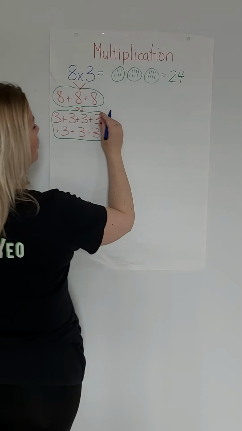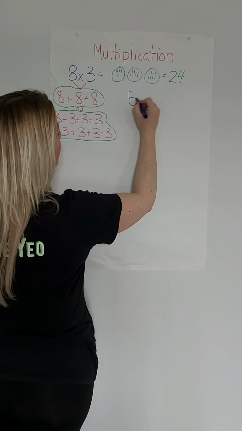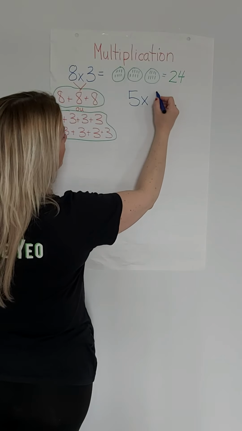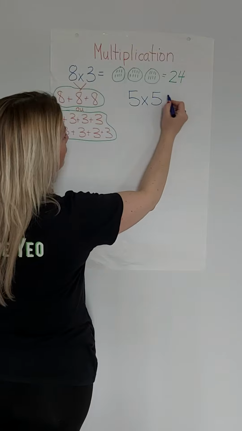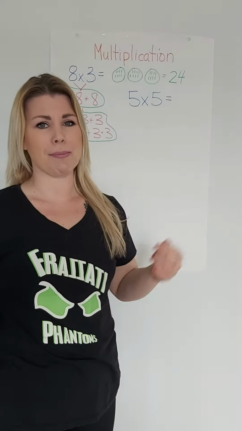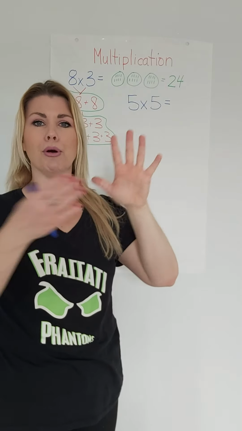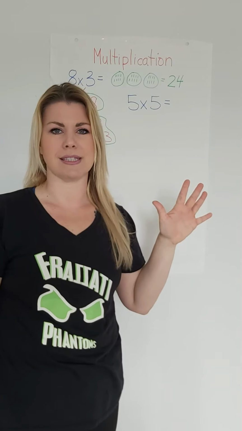Okay, so, peut-être on a 5 fois 5. How do I know? Well, je sais comment compter par 5. 5, 10, 15, 20, 25. Boum, c'est 25. Oui, je peux faire ça.